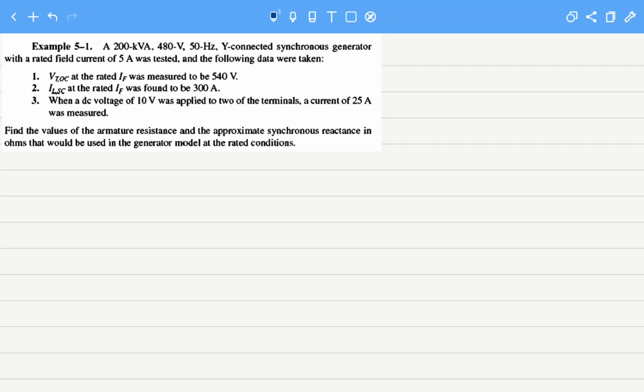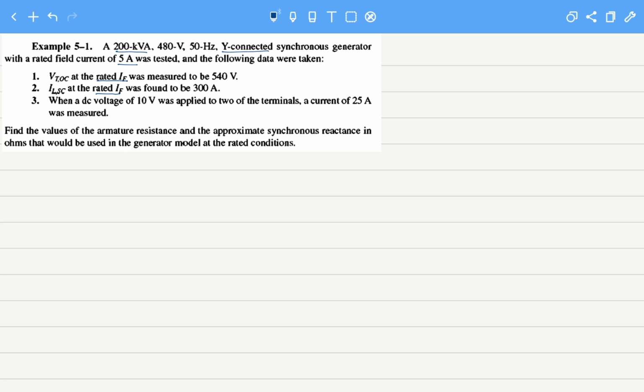So let's look at this first example that we have: a 200 kVA, 480 volts, 50 hertz, Y connected synchronous generator with a rated field current of 5 ampere. It was tested and the following data were taken. For a particular IF, that is the rated IF, the terminal open circuit voltage was measured to be 540 volts, and for the same rated current, the short circuit current was found to be 300 amperes.